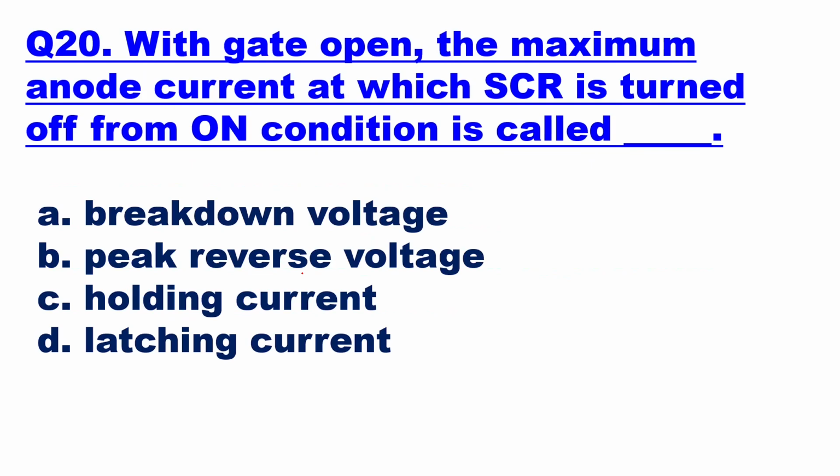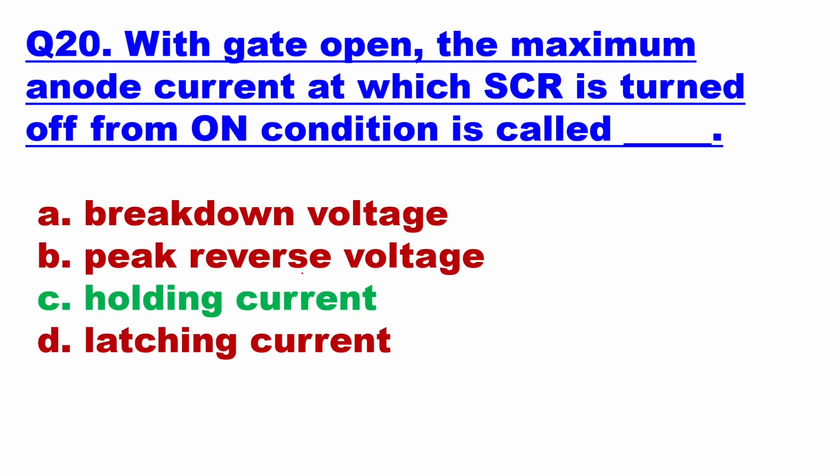With gate open, the maximum anode current at which the SCR is turned off from the on condition. The SCR is on, but in the case of gate open, the maximum current at which the SCR is turned off, that is, if you just come down from that value, it is going to turn off the SCR. That current is called what? So that current is called the holding current, because it is holding the SCR in the on condition. So option C will be the right answer here. It is the holding current below which, if the current to the SCR goes, it becomes off. So here you can see option C is the right answer.